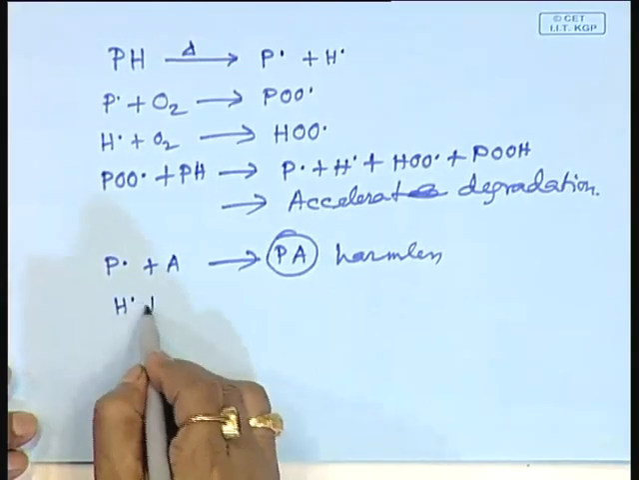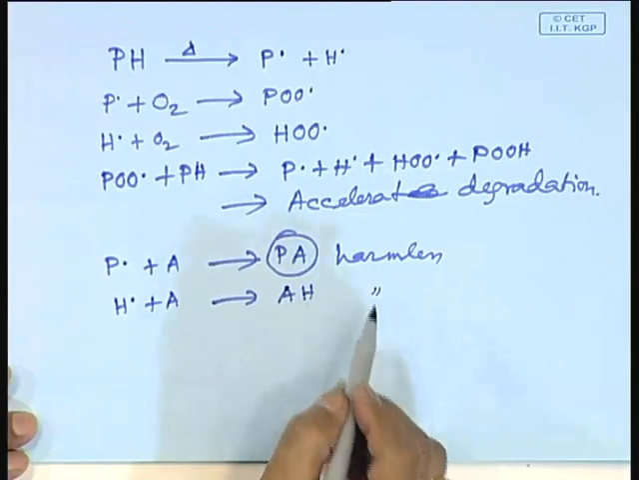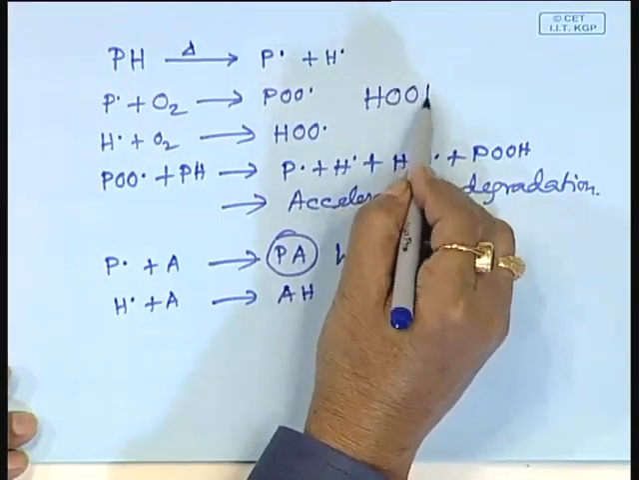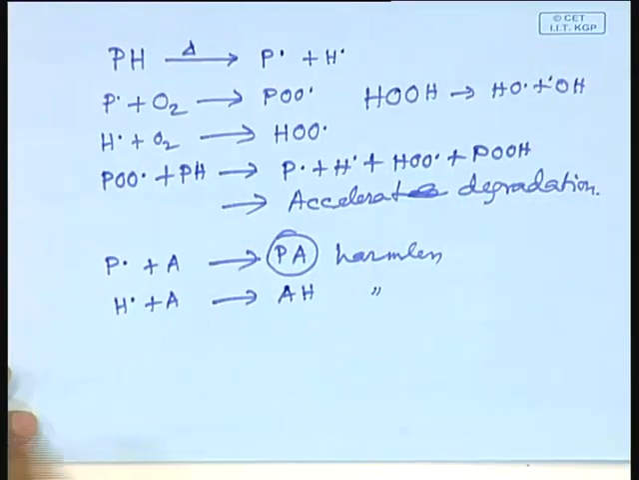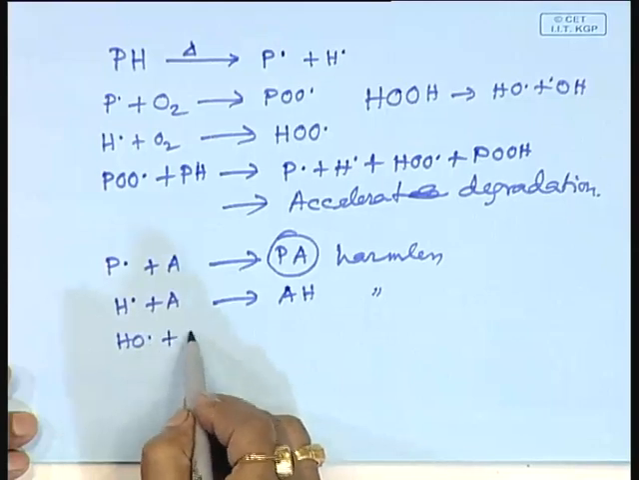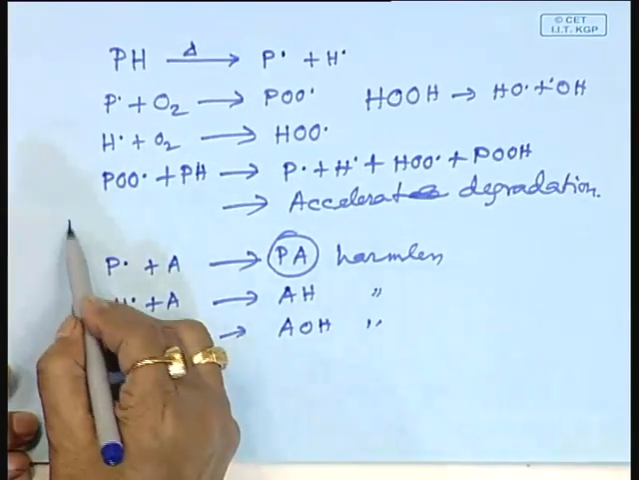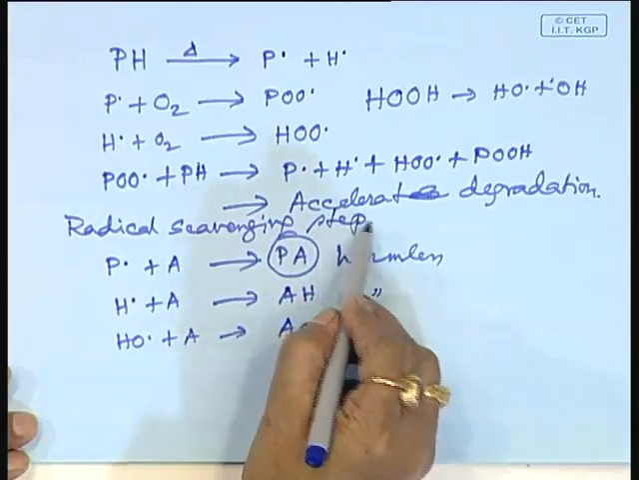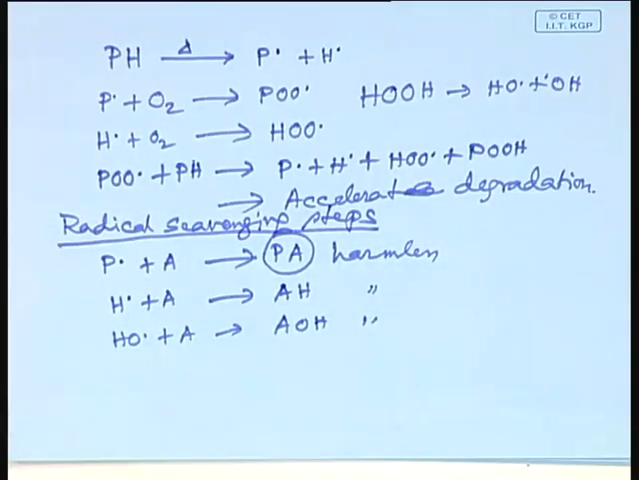Or this hydrogen radical can react with A, forming AH, which is also harmless. Here you see these hydroperoxy radicals are harmful, so this also can react. So these are radical scavenging steps. I will show you this degradation and stabilization of polymers in detail later, not today, I am just mentioning it here.